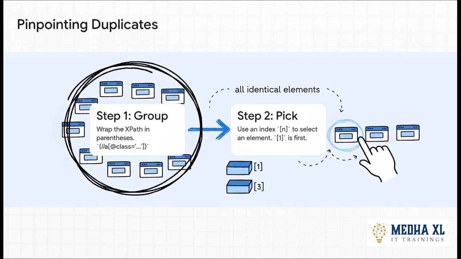Luckily, the solution is beautifully simple. It's just a 2-step process. First, you write an XPath that finds all the identical elements, and you wrap that whole thing in parentheses. That creates a group, like a collection of all the twins. Second, you just add a number in square brackets at the end to pick the one you want. You want the first one? Use 1. The second one? 2. And so on. It's that easy.